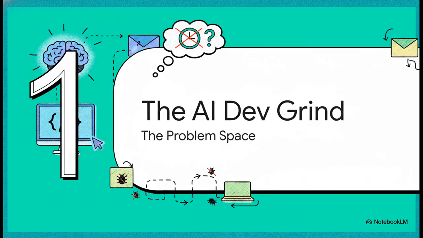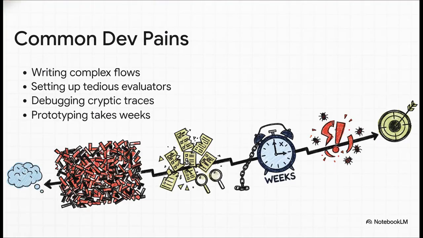Now, to really understand why this is such a massive deal, we've got to talk about the struggle. The current reality for so many of us developing AI. If you've ever used a powerful framework like GenKit for building your AI-powered apps, you know it's incredible, but man, it can be a real grind sometimes. I mean, does any of this look familiar? I bet it does. You get bogged down writing all of that boilerplate code for your AI workflows. You spend forever setting up these tedious evaluators, the tests that make sure your model's actually working, and then you lose days trying to decipher some cryptic error message from a trace log. It's all this friction that just slows everything down, turning a really exciting idea into a slow, frustrating project.